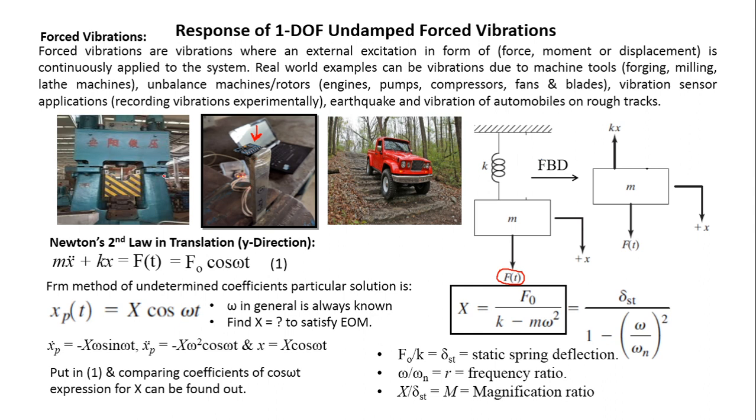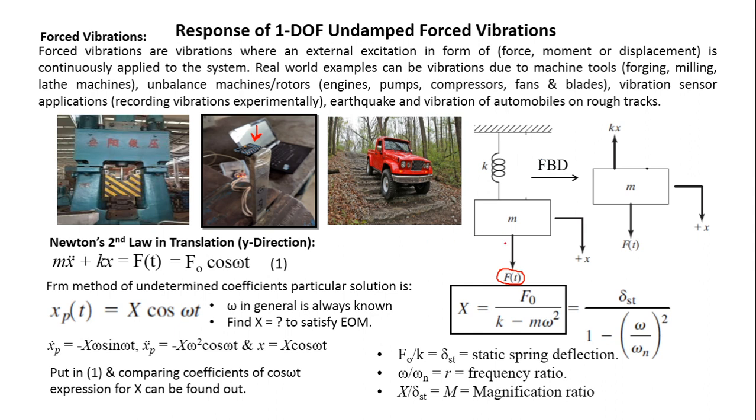Machine tools like lathe machines, milling machines, and forging hammers, they all can be good examples of forced vibration. Unbalanced machines or rotors like engines, pumps, compressors, fans, blades, these all can be examples of forced vibration. Earthquake and vibration of automobiles on rough tracks, these all are examples of forced vibration.